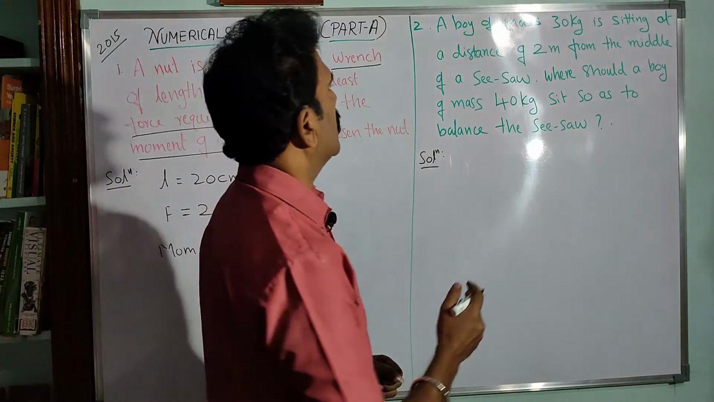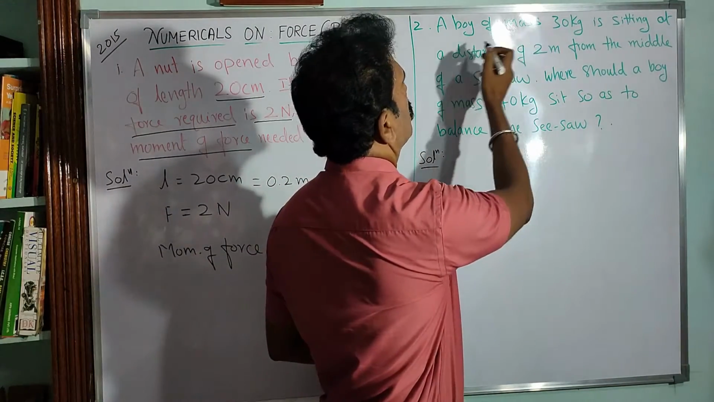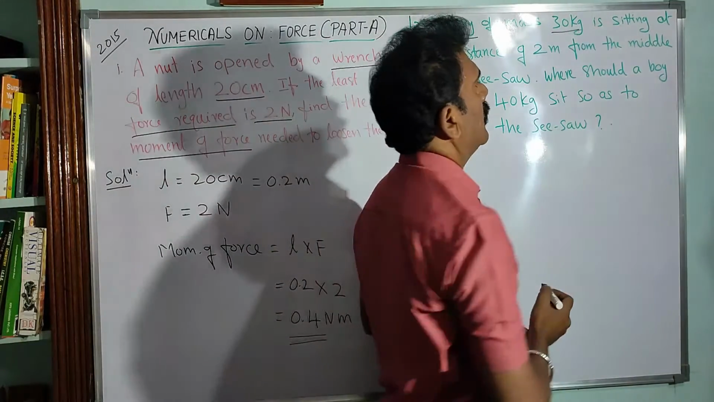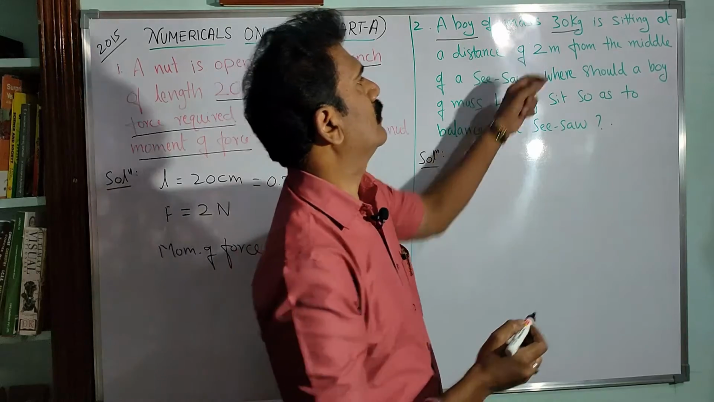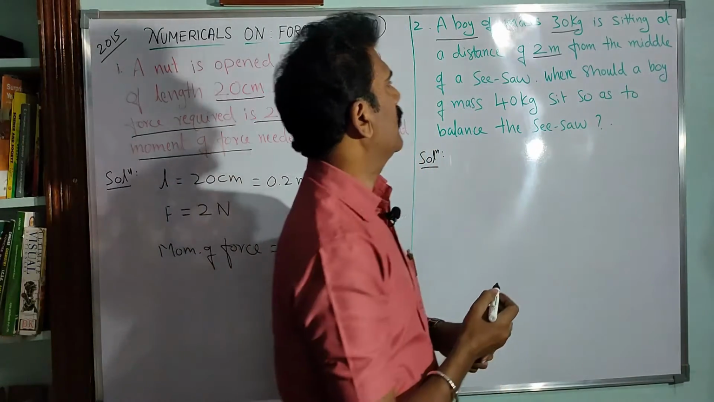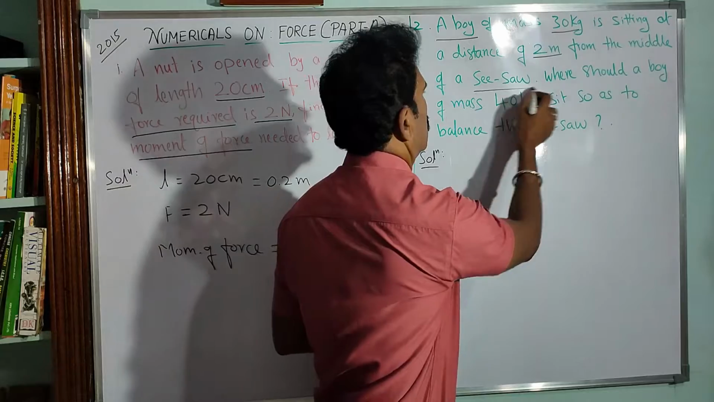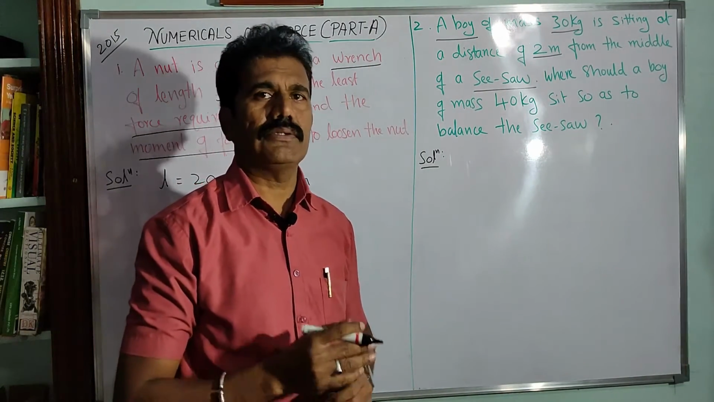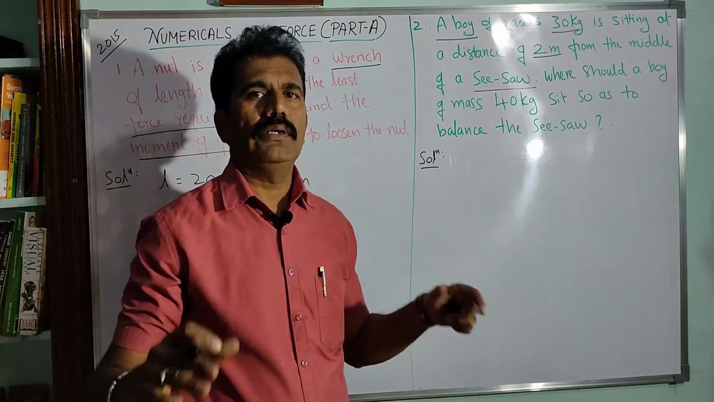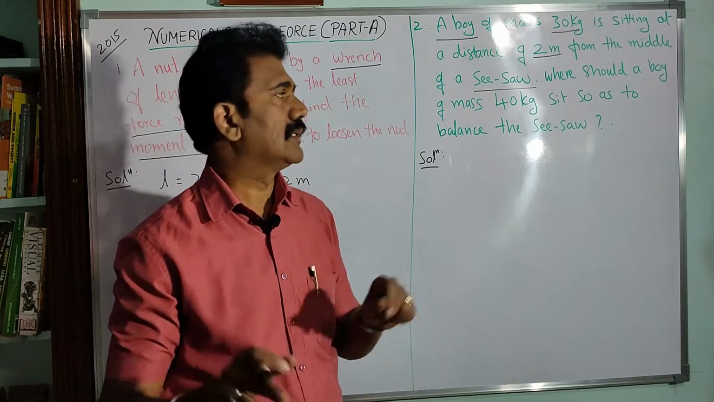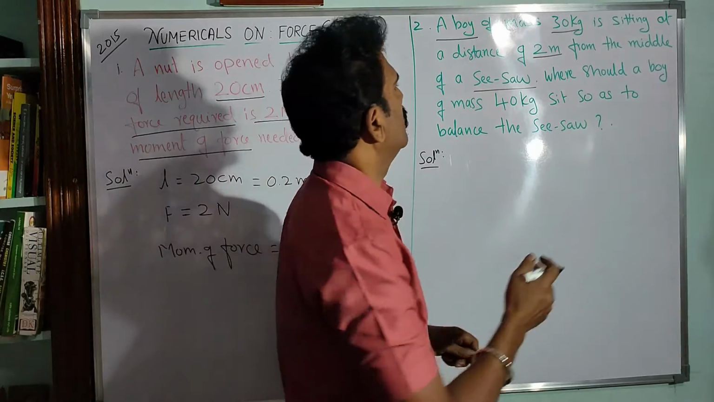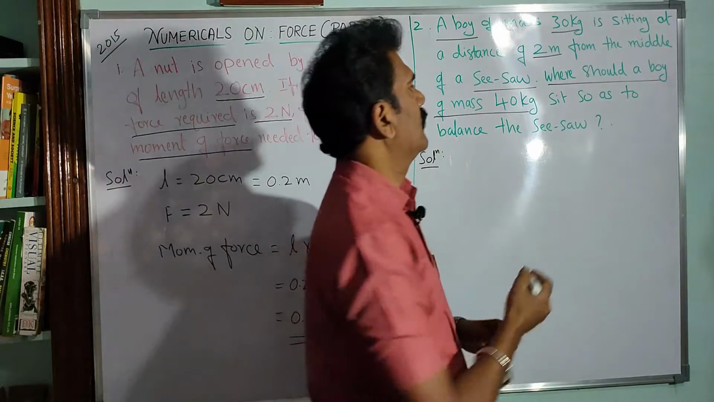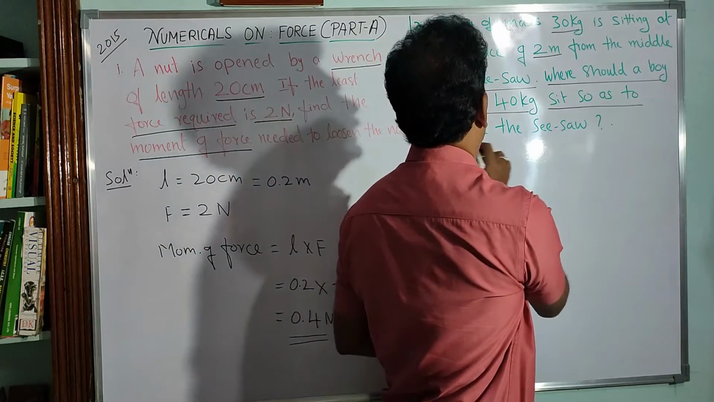The second numerical problem is given. Just go through this. A boy of mass 30 kg is sitting at a distance of 2 meter from the middle of a seesaw. I think you know a seesaw. It is a piece of playing equipment in the park where the children are playing. Now, where should a boy of mass 40 kg sit so as to balance the seesaw?